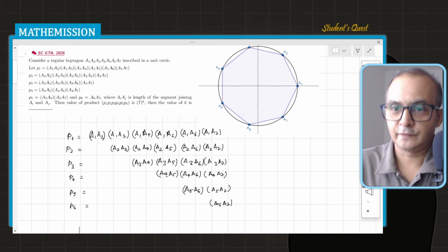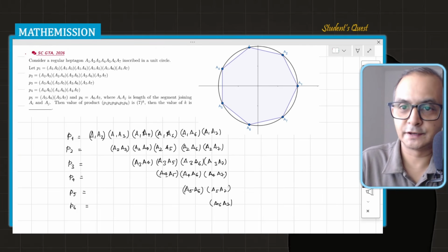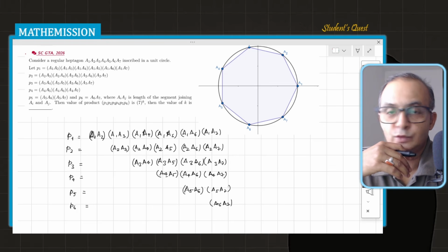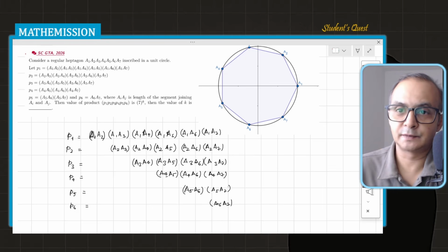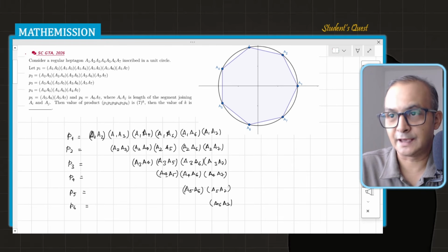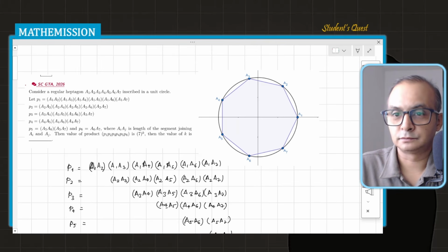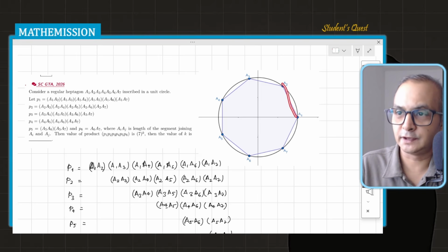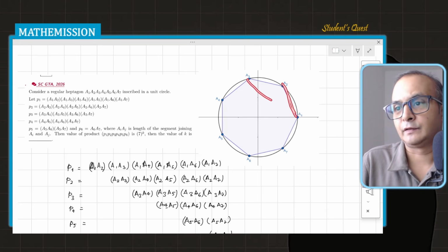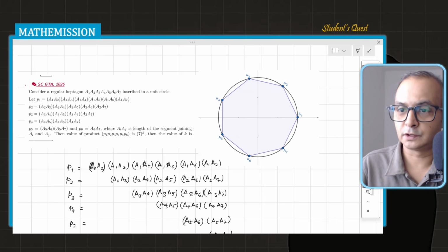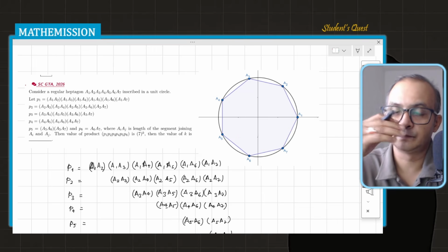All right, so we have this situation, and why I have written in this way, you'll come to know. So the idea is that what the question is asking, that P1 is the product of all these chords we are drawing from one vertex A1. So all the chords means all connecting chords. So it is A1A2, this is the one chord here. And A1A3, then A1A4, then A1A5, then A1A6, and then A1A7.